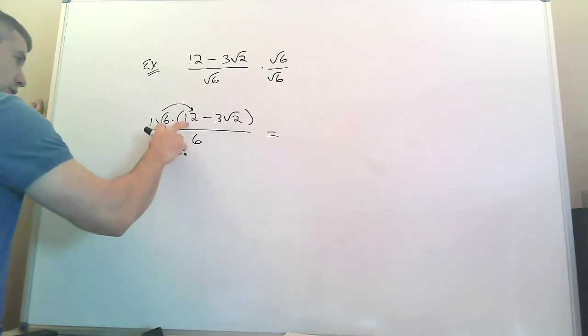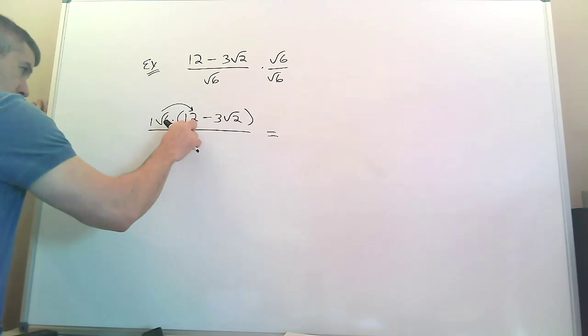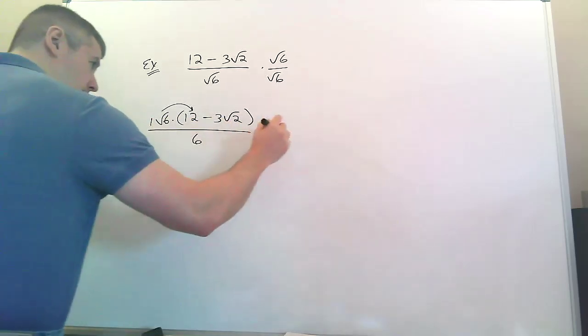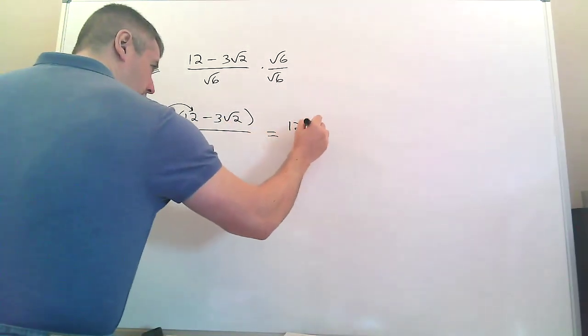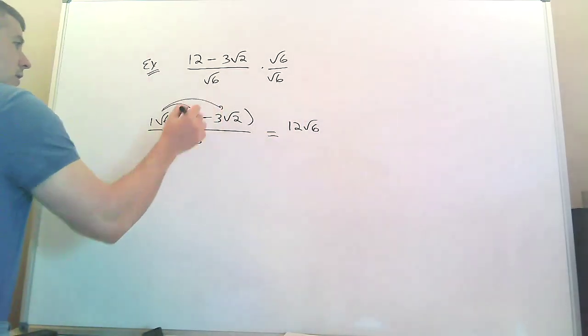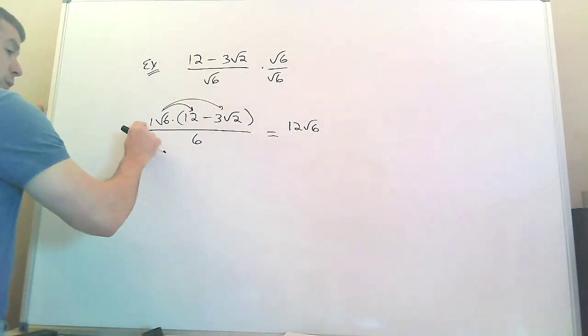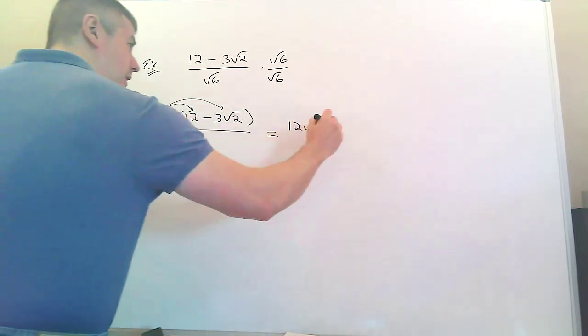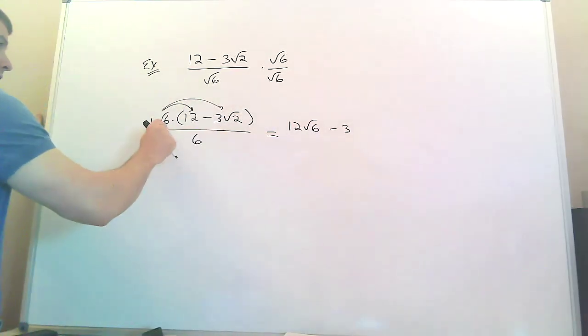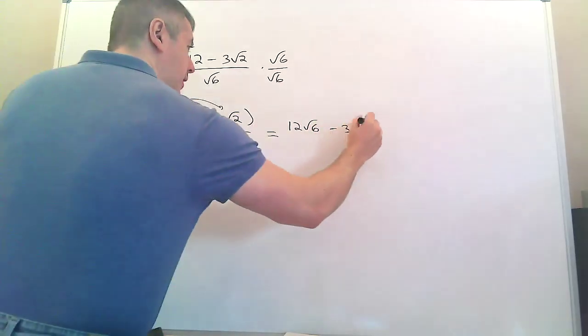Now, this is where students make the mistake. They'll just write a 12. This is 12 times radical 6. So you have to put 12 radical 6. And then over here, you have negative 3 times 1. That's why I put the 1 here, right? 1 times negative 3 is negative 3. That's outside. And then radical 6 and radical 2 make radical 12.